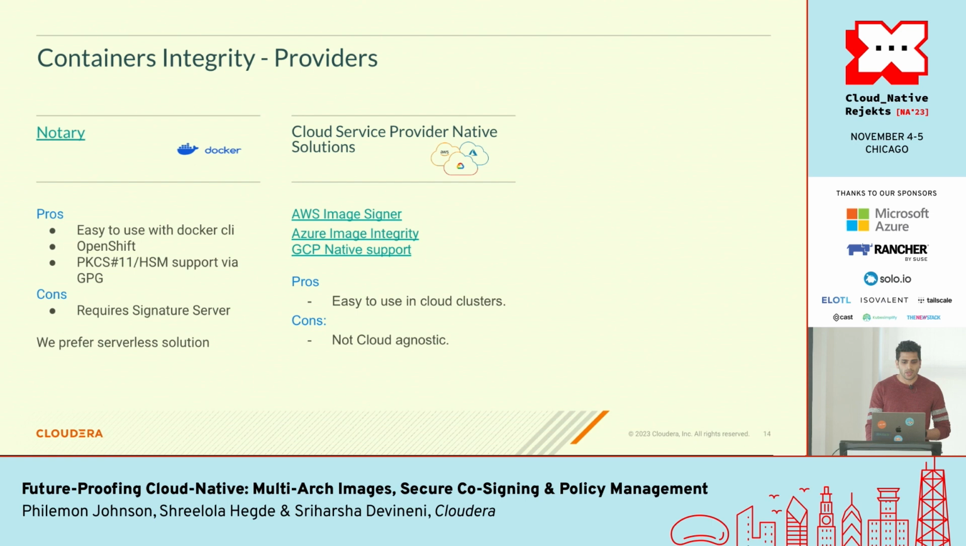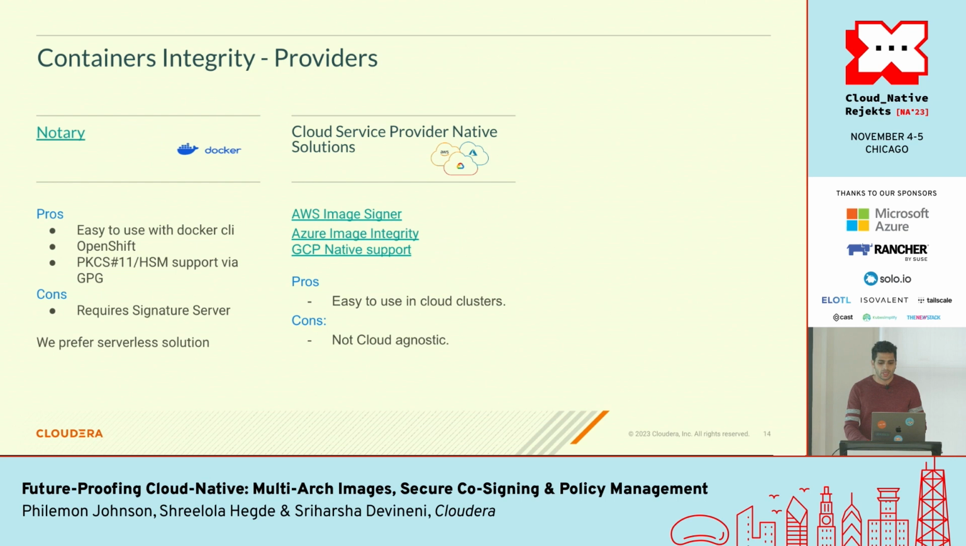So for that, we preferred a serverless solution. And also there are multiple cloud native service solutions. For example, there is AWS Image Signer from AWS, Image Integrity from Azure, and similar ones from GCP. They have their own native support for signing images. It all works fine. These are all great tools. It works perfectly fine. For example, if you are in AWS, you can use AWS Image Signer. But since we are on a hybrid cloud, it is not the solution for us, because it is not cloud agnostic.